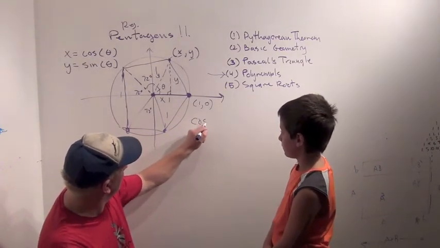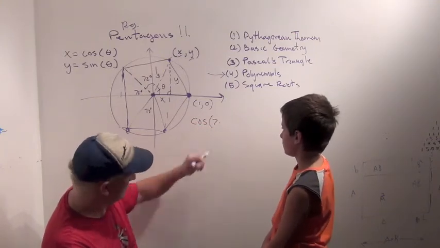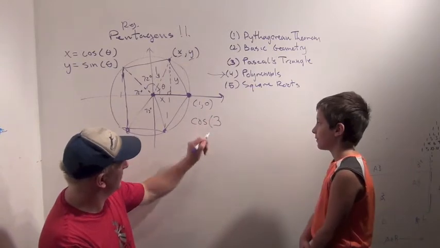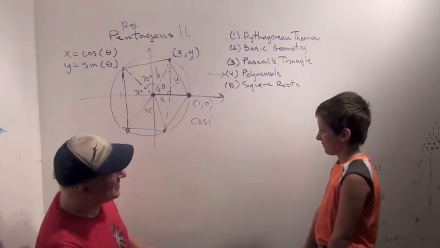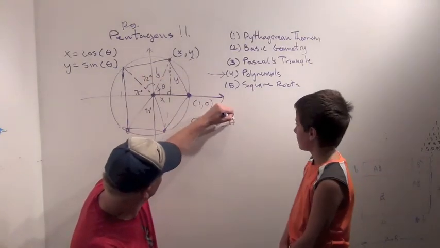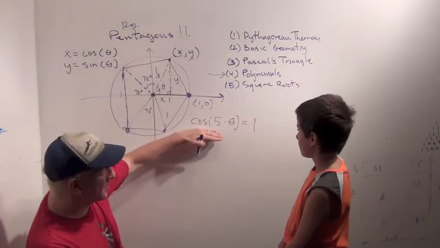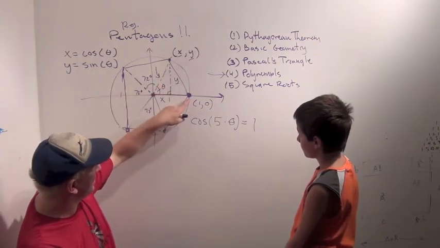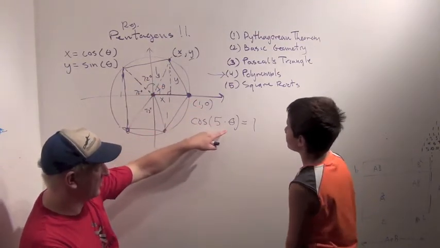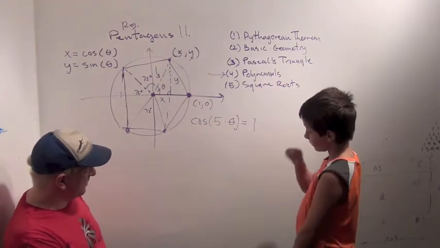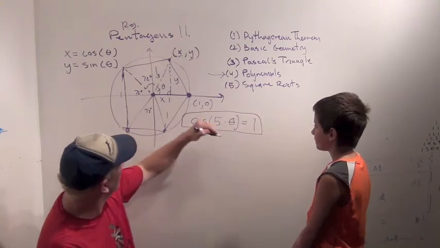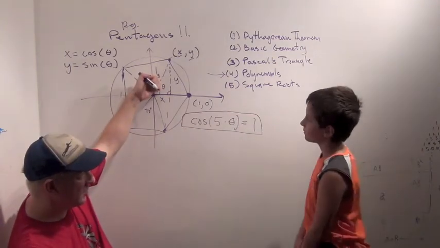I can say cosine of 5 times this angle theta equals 1. Cosine's the x-coordinate. 5 times this angle is 360. The cosine here, which is the x-coordinate, is just 1. Okay? Alright, so this is what we're going to study, and we're going to learn something special about this angle here, which is 72 degrees.